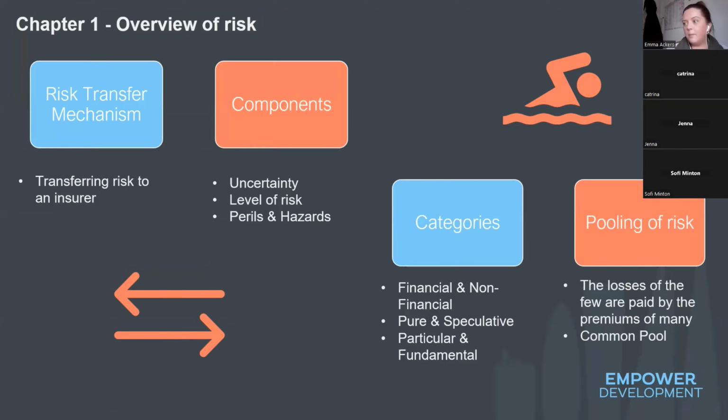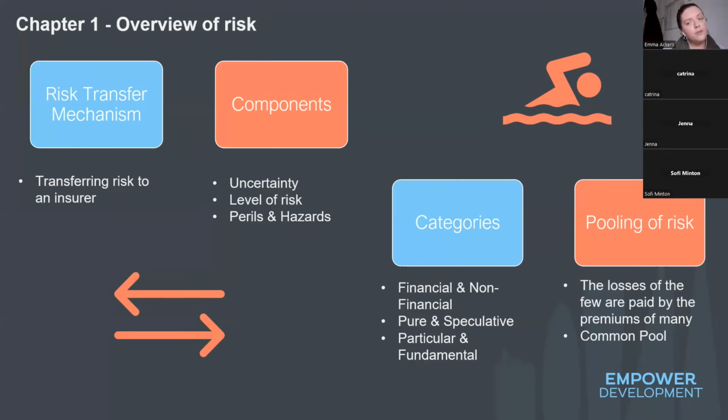And the last risk category is particular and fundamental. A particular risk is insurable because it's very localized in its cause and effect. It only affects a certain area. So if you think about a car accident, that will affect maybe 2, 3, 4 people, just a small group. It's not widespread across a whole area.